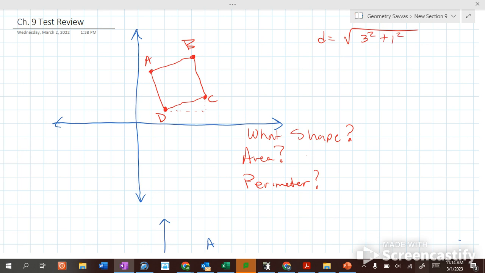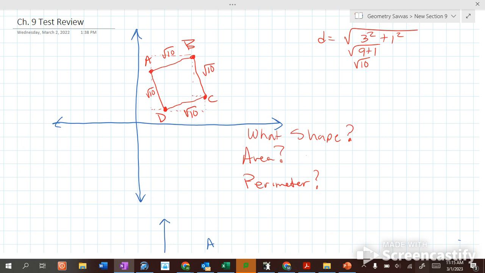So you just take 3 squared plus 1 squared. 3 squared is 9, 1 squared is 1, so it's the square root of 10. So this side's the square root of 10. This side is also over 1 up 3. It doesn't matter which direction we go, that'll still make it the square root of 10. This one, up 1 over 3, still makes it the square root of 10. This one, back 1, up 3, still the square root of 10. So for sure we know it's a rhombus.